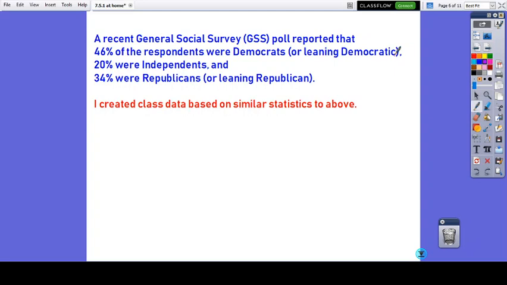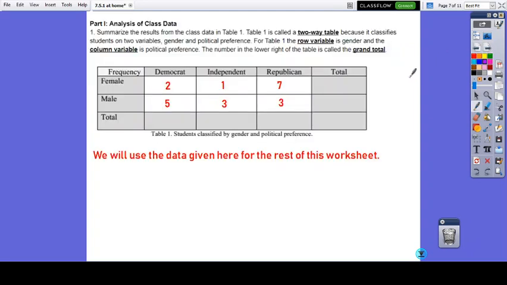So usually in class, I would actually hand out different little slips of paper, and we would figure out all of the class data based on the information that's here. So based on how many kids we had in class, if we had 21 kids in class, I'd hand out 46% of the 21 slips would say Democrat on them, 20% would say independents, and 34% would say Republicans. And you would just get a random slip of paper, and then obviously you have your gender that you would decide when you submitted your information. I just created class data based on similar statistics to above. I did this based on a prior year. So we're going to use some specific class data since I don't have a chance to pass this out to everybody. So part one, analyze class data.